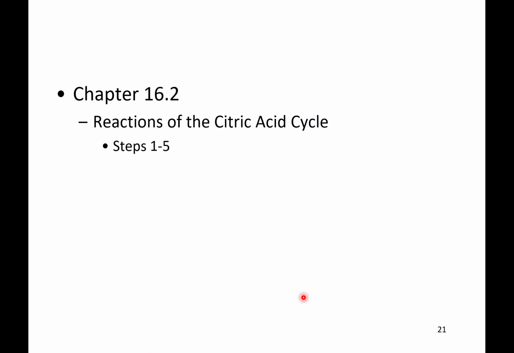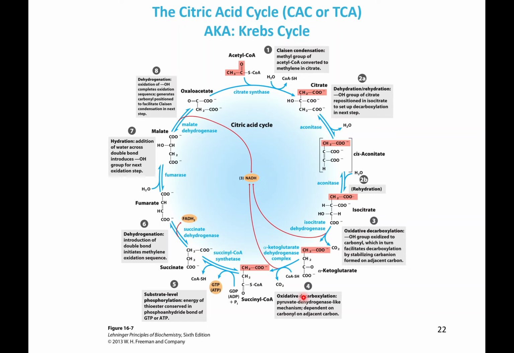Okay, moving on to the second section of chapter 16, and this is where we talk about the details of the citric acid cycle. This is the figure the book gives. This is the citric acid cycle. This figure has a lot of detail in it, which is good. I suggest you spend some time looking through these different figures. They all have a little bit different information. It's probably hard for me to go through this in a lecture and for you to get all that information.